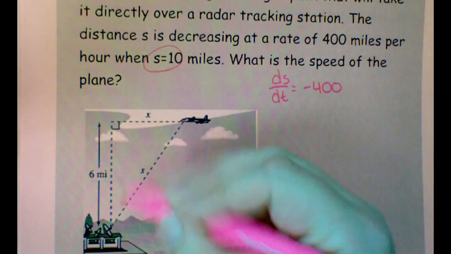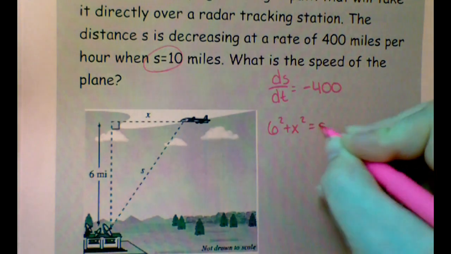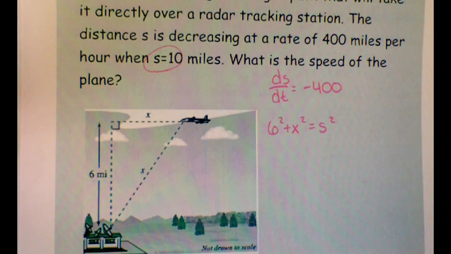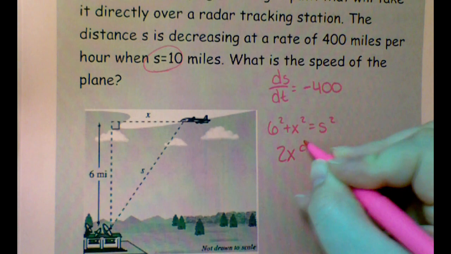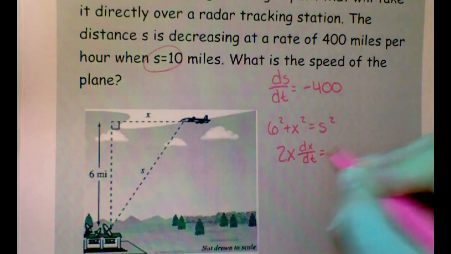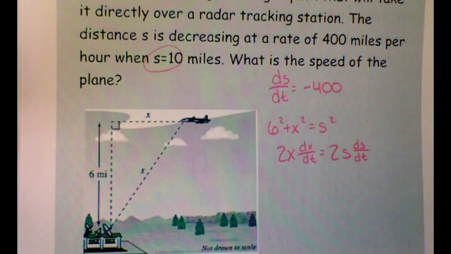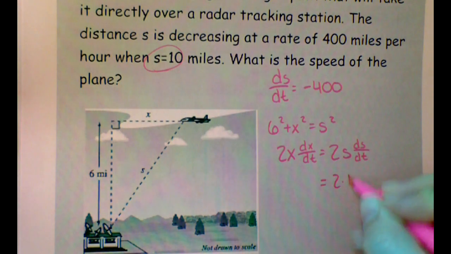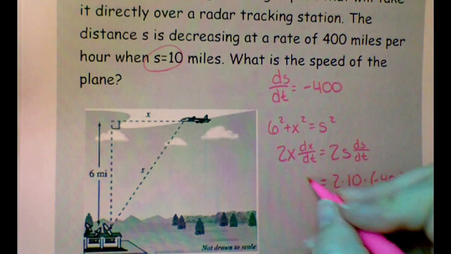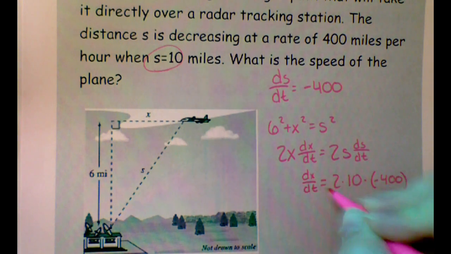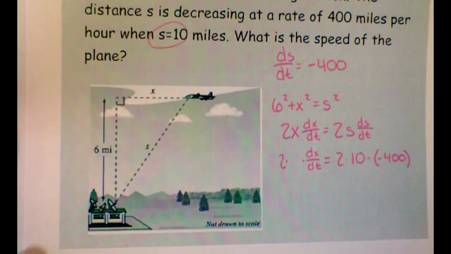Well, what relates these sides together? Pythagorean theorem. 6 squared plus x squared equals s squared. Now we can take our derivative. The derivative of 6 squared is 0. The derivative of x squared is 2x dx/dt equals the derivative of s squared is 2s ds/dt. We know s. 2 times s is 10. We know ds/dt is negative 400. We don't know dx/dt, that's what we're looking for. We know the 2, but what is x? We can't solve for 2 variables at once.